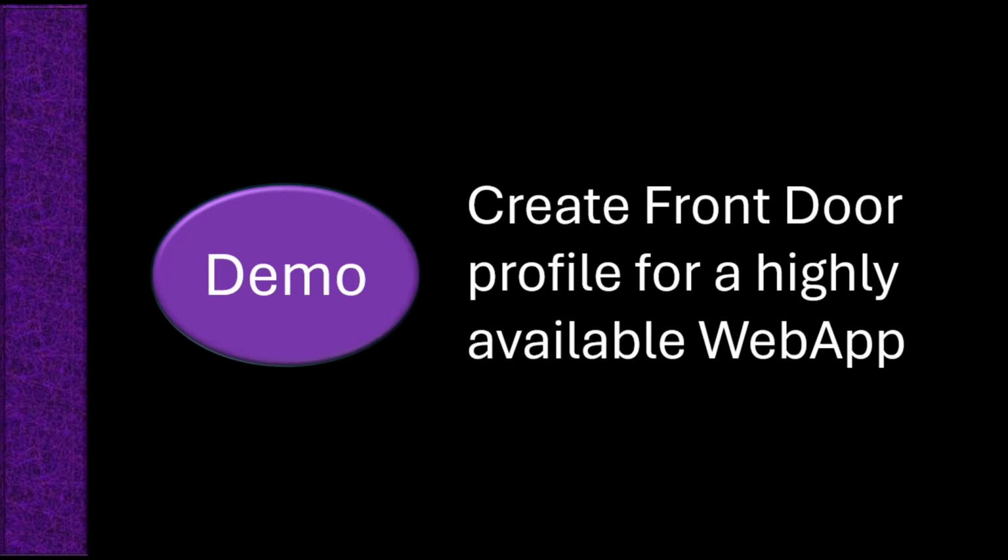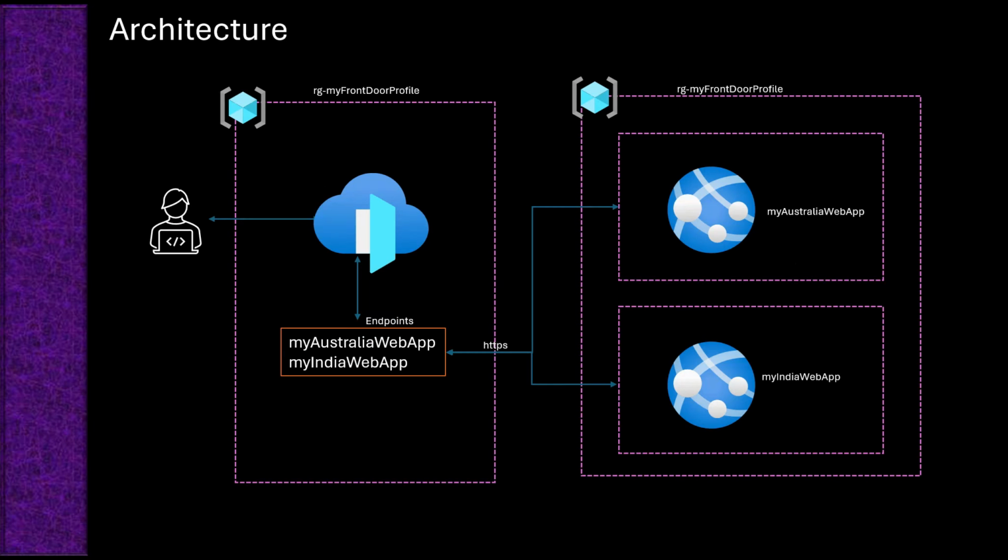In this video, we will create a couple of web apps and a Front Door profile, then register the web app endpoints with the Front Door profile and test it. Before doing that, let's understand the architecture that we're planning to implement.